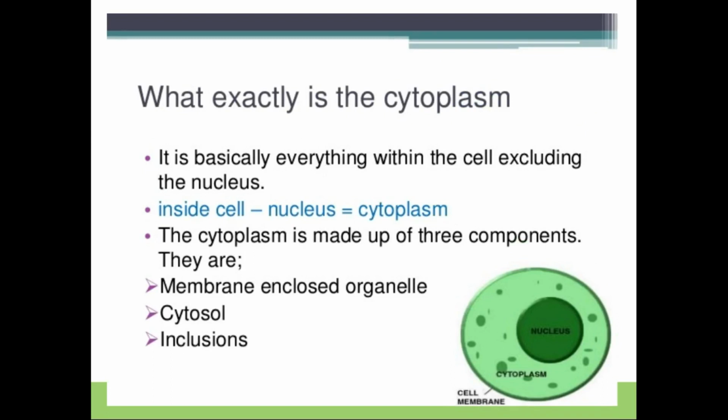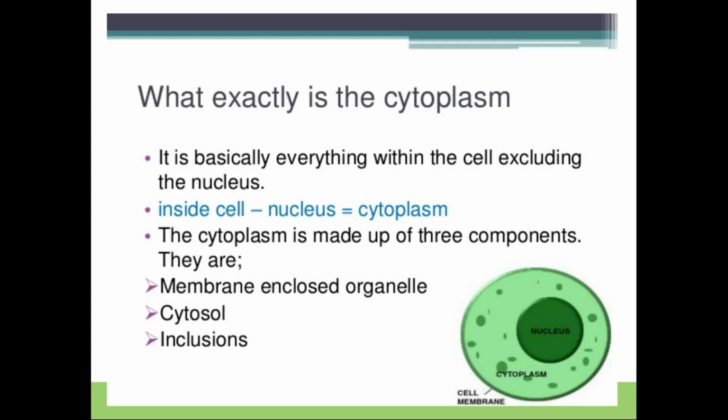It is a protoplasmic mass of the cell, inner to the plasma membrane and excluding the nucleus. So we could say that it is basically everything within the cell excluding the nucleus. So inner side of the cell minus nucleus equals cytoplasm. And earlier we have seen the liquid part of the cell is protoplasm, and the liquid part inside the nucleus is called nucleoplasm. So protoplasm minus nucleoplasm equals cytoplasm.